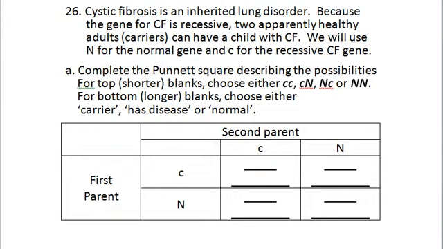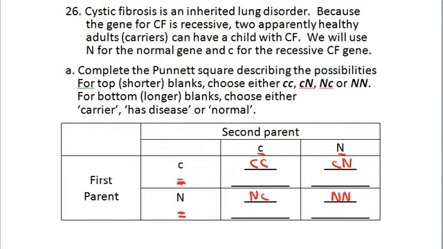Now, whether you've studied this in biology or not, all they're really asking you to do is cross-reference these things. If you've got a small c with the small c, you end up with cc. If you have a small c with a capital N, you end up with cN. If you have an N with a small c, you end up with Nc. And if you have an N with an N, you end up with NN.